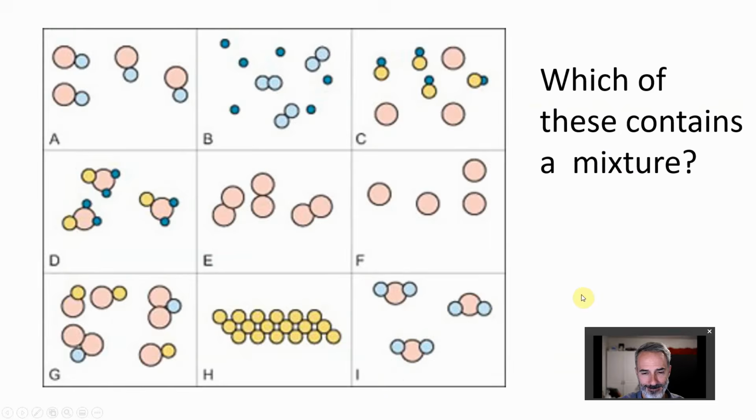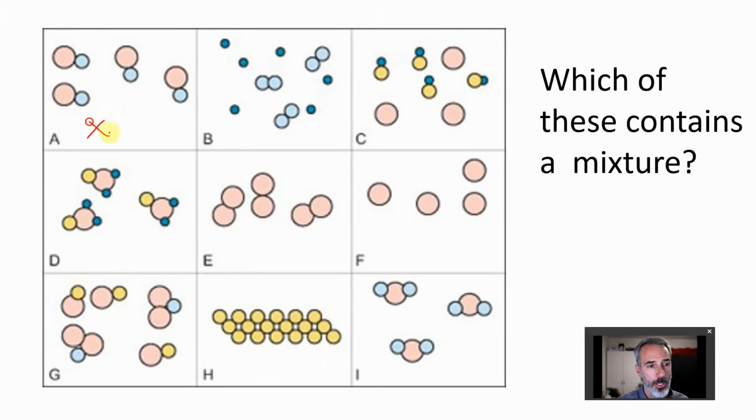All right, let's try this one out. Which of these contains a mixture, as in it's not pure? And I don't care if it's a mixture of elements, mixture of two different types of compounds. I don't care what it's a mixture of, but it cannot be pure. There might be more than one correct answer.